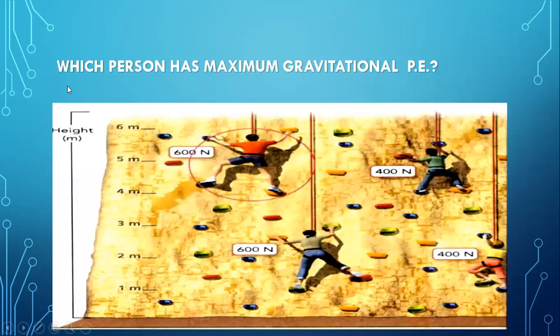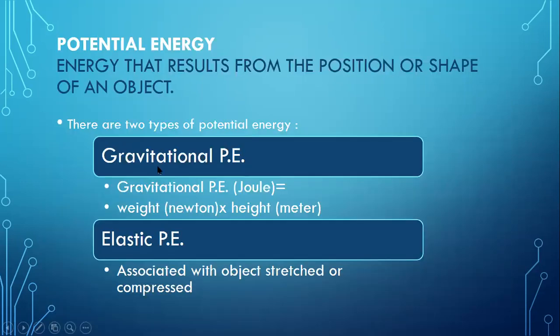Let's move further. For example, guys, this is an example for the gravitational potential energy. What is the maximum gravitational potential energy here? It will be exactly for this one to the left. Why? We said before that gravitational potential energy equals the weight times the height.